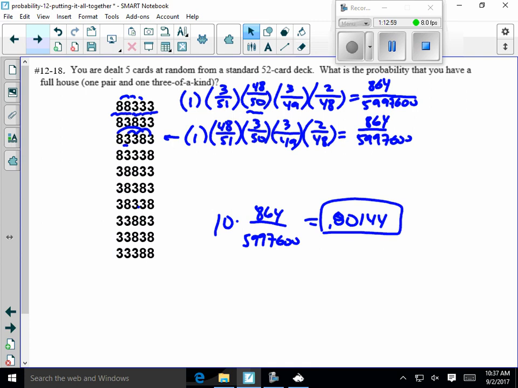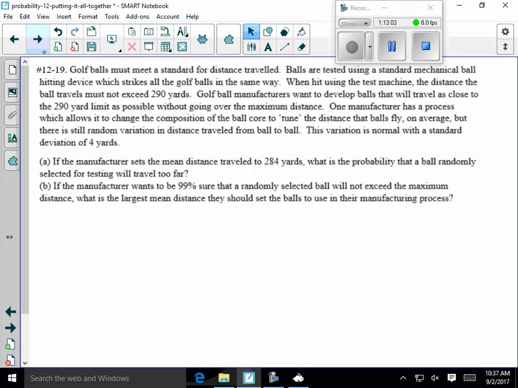All right, a couple more problems here. This one says, golf balls must meet a standard for distance traveled. Balls are tested using a standard mechanical ball hitting device, which strikes all the golf balls in the same way. When hit using a test machine, the distance the balls travel must not exceed 290 yards. Manufacturers want to develop balls that travel as close to the 290-yard limit as possible without going over.